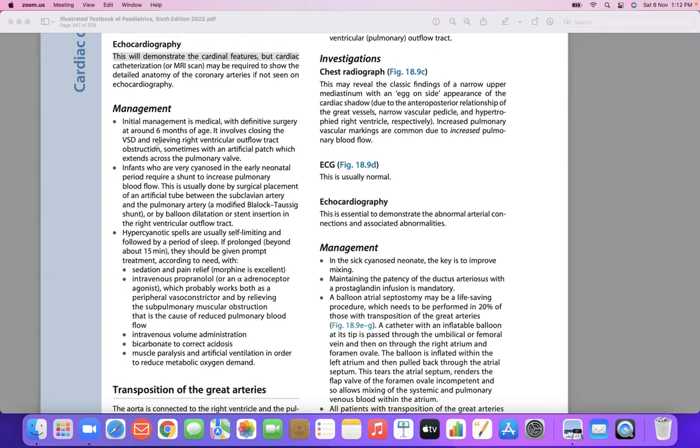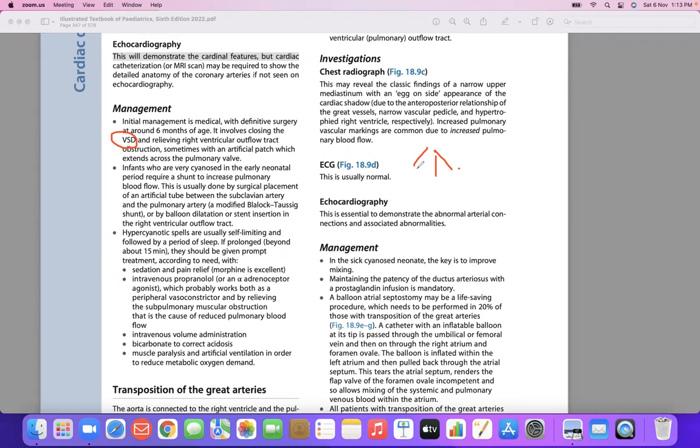What does it involve? Closing of the VSD, relieving the right ventricular outflow tract obstruction, sometimes with an artificial patch which extends across the pulmonary valve. So you are correcting all these 4 problems they have. Right ventricular hypertrophy, once you correct the problems, will resolve. So here you will close the VSD and you will correct the pulmonary artery stenosis. As for the overriding aorta, if you close the VSD properly, the aorta will be located on the left side. Okay, so this is not the problem.